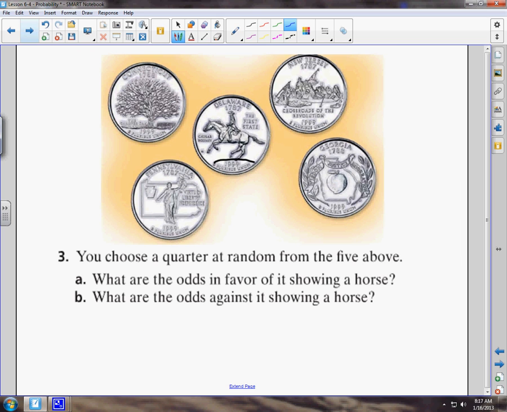So you choose a quarter at random from the 5 above. What are the odds in favor of it showing a horse? What are the odds against it showing a horse? So try this problem, and then we'll go over it.